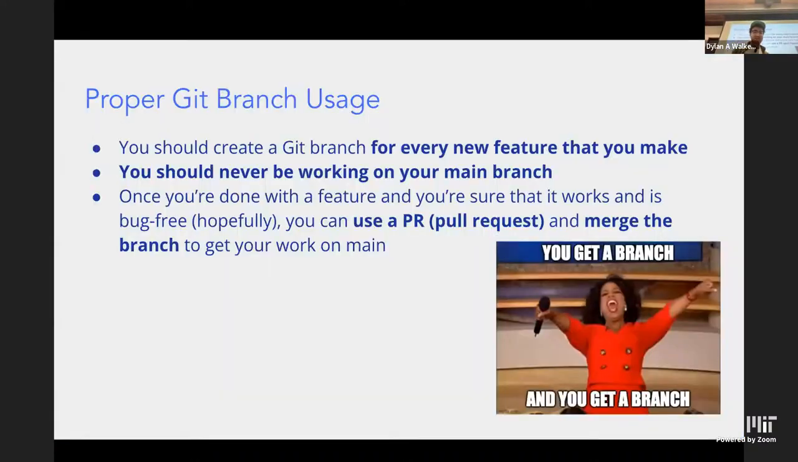So we're gonna go over some proper Git branch usage. The main thing here is that for every new feature that you're making, or if you're just doing something on your own, you should make a Git branch for it. You should never really be working on main, ever, unless it's a very specific change, like one line of code in a config file or something like that. Because if you commit to main, it should be tested and bug free, or working at least. So just remember that that's the golden rule with Git branch usage.